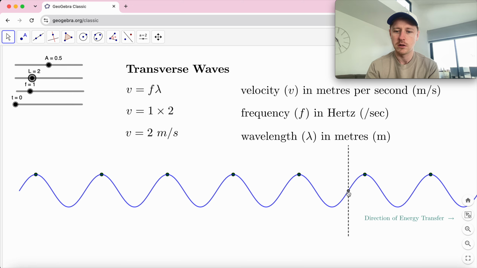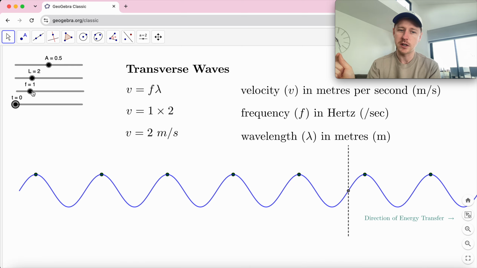So I just want you to look at this gate. See this dashed line here? We're going to look at this gate and ask ourselves how many times in 10 seconds does each wave pass that point. I think you'll agree as I play it that we should get 10. If the frequency is 1, that means we're getting 1 wave passing per second.